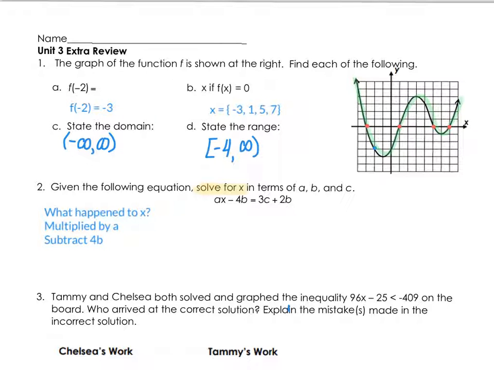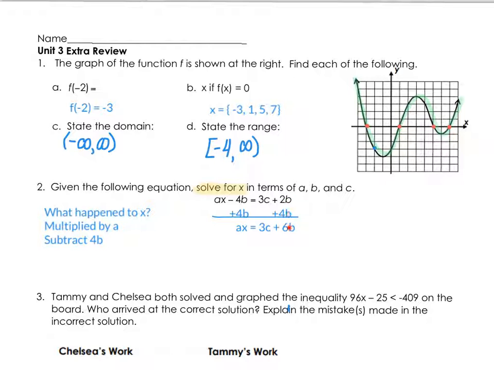So I need to do the opposite in the opposite order. First I'm going to add 4b. And if I add 4b to one side, I have to be sure to add it to the other. And then we're left with ax. And then on the right side, since b is a like term with these two b's on top, I combine these.